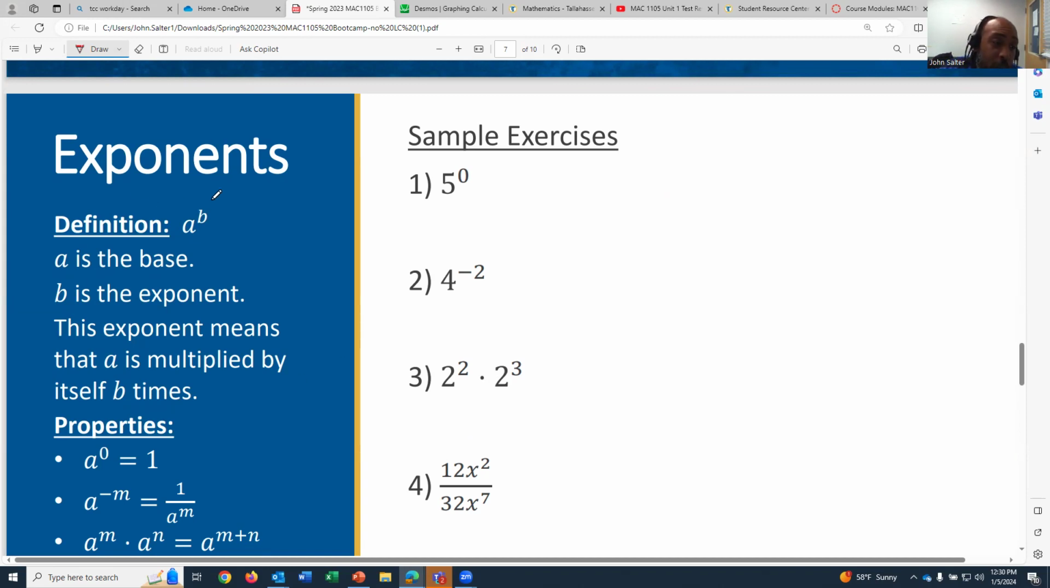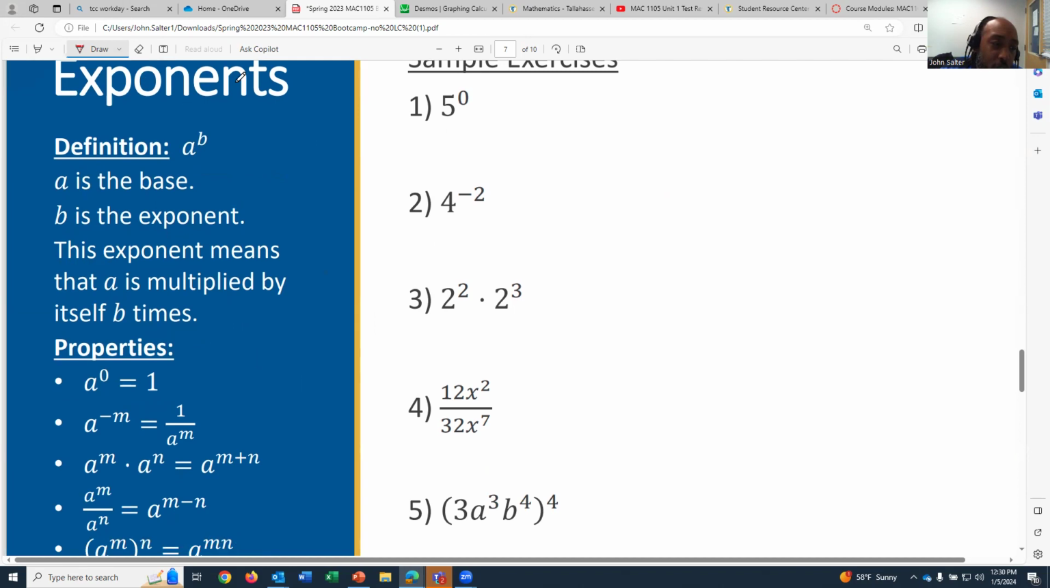All right. So, important part of notes, very first part of notes is always definitions. You need to understand the words because if you can't understand the question, how can you answer it properly? A is the base. My base is whatever number is on the line. B is the exponent. Whatever number is up and right is called my exponent. Exponent means that A is multiplied by itself B times.